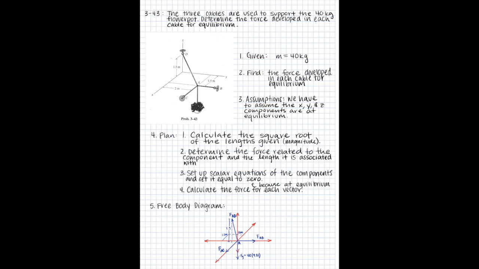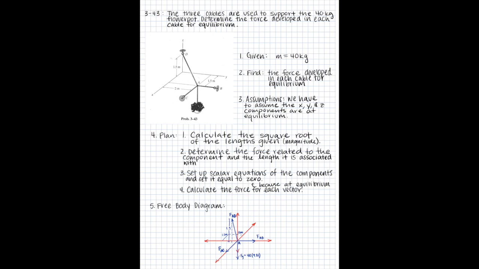Then step 2 would be to find, and we are finding the force developed in each cable for equilibrium. Therefore, we have to assume that we're at equilibrium and that the x, y, and z components are going to be equal to 0. That then brings us to step 4, which is to make a plan.